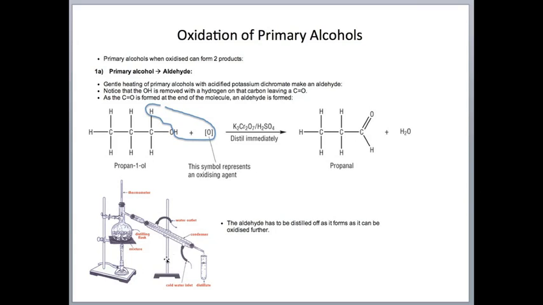And this is the apparatus that we would use to oxidize primary alcohols. If we just want to produce the aldehyde, then we can distill off the aldehyde, like shown here, into this test tube by cooling it. We use this apparatus here where we have cold water coming in, cooling this tube, and then coming out again. However, if we want to produce a further product, we can leave the aldehyde in the mixture.